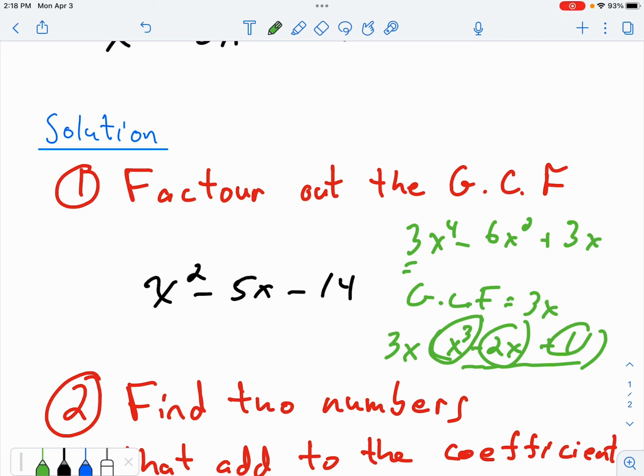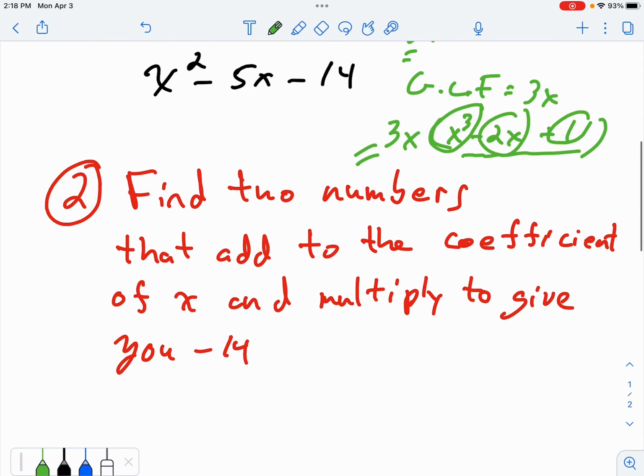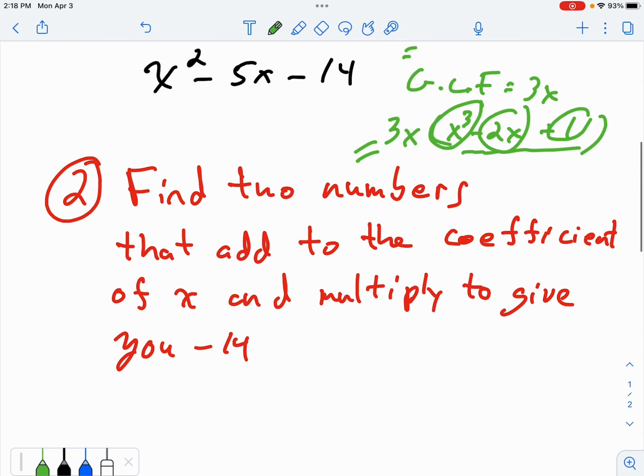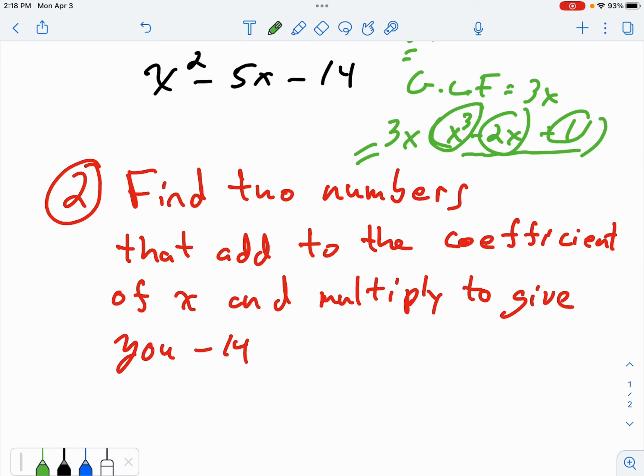So just as an example, in this case though, there is just 1. And because that's the case, we don't have to worry about doing anything here, but make sure you always complete that step first. All right, so once you've done that, you're going to have a trinomial like we do here, x squared minus 5x minus 14, and we're going to find two numbers that add to the coefficient of x and multiply to give you the constant term.